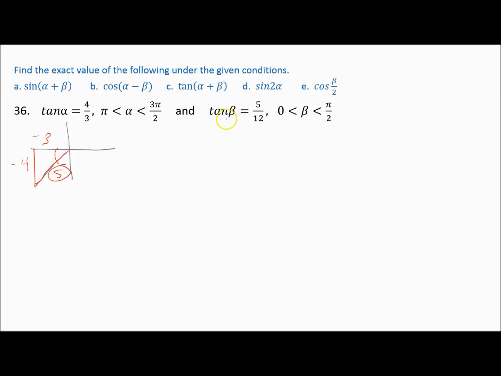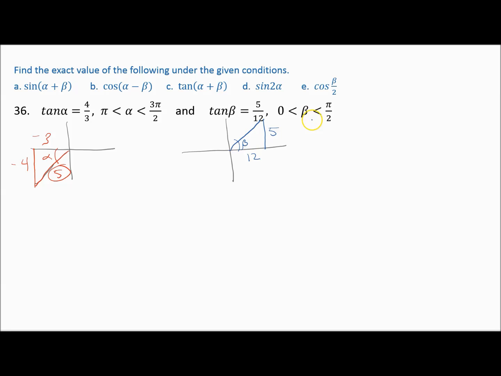Okay, now let's draw beta. Okay, it says 0 is less than beta is less than pi over 2. So that's in quadrant 1. I draw an angle in quadrant 1, and this is beta, whereas I didn't label this, but this is definitely alpha. Alright, and I need to label beta. It says tangent of beta is 5 over 12. So again, that's opposite over adjacent, or y over x. So my y value is 5, my x value is 12. We have to find the missing side.